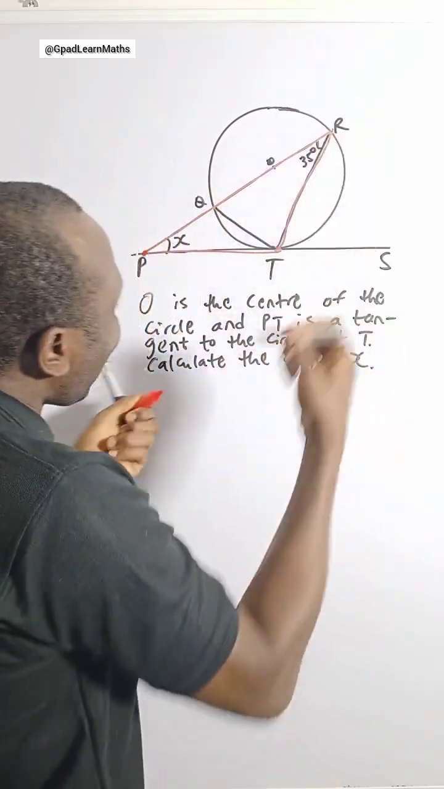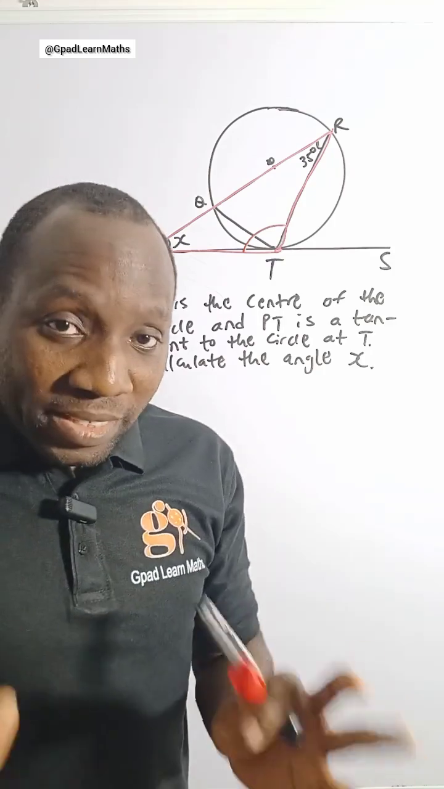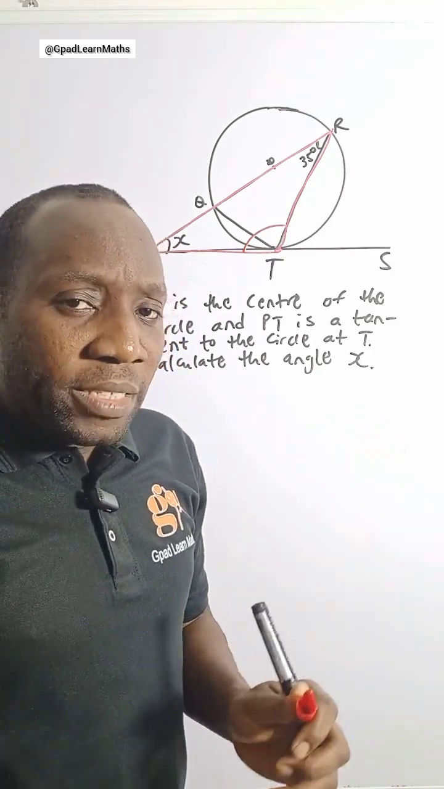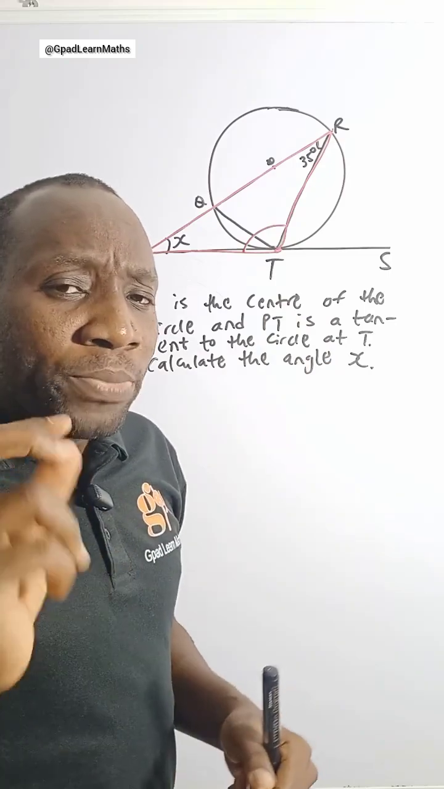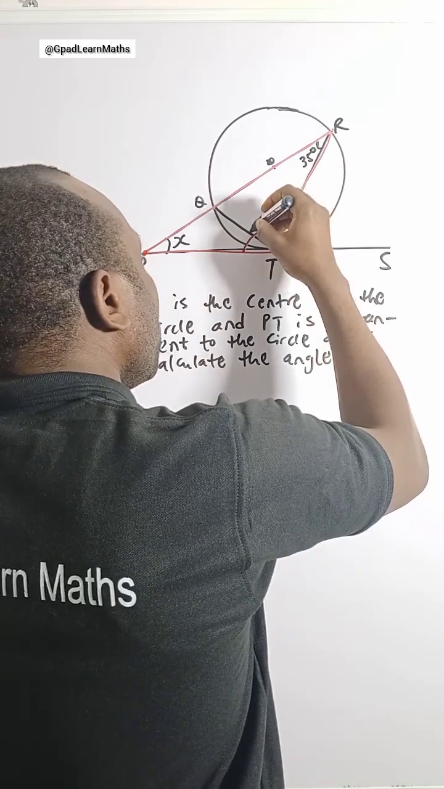Now, if I can get this angle here, then I can easily get x, because the sum of angles in a triangle is equal to what? 180 degrees. So the question is, how can I get this angle? Now I'm going to break the angle into two. Can you see this angle?